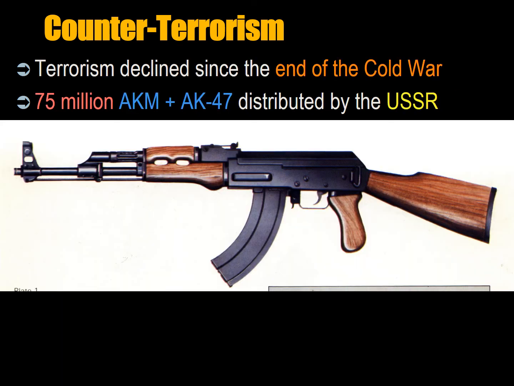The argument that sanctuaries are necessary for terrorism seems to be supported by the fact that terrorism has declined precipitously since the end of the Cold War. The USSR had distributed to states and non-state actors about 75 million AK-47 assault rifles, RPG-7 tank rockets, and SA-7 surface-to-air missiles in order to support nationalist movements around the world that were anti-Western.